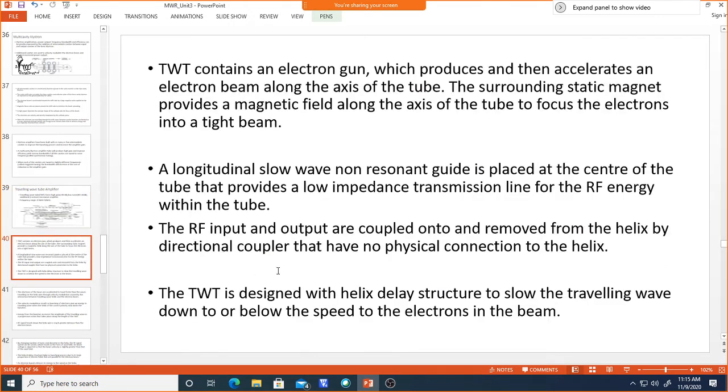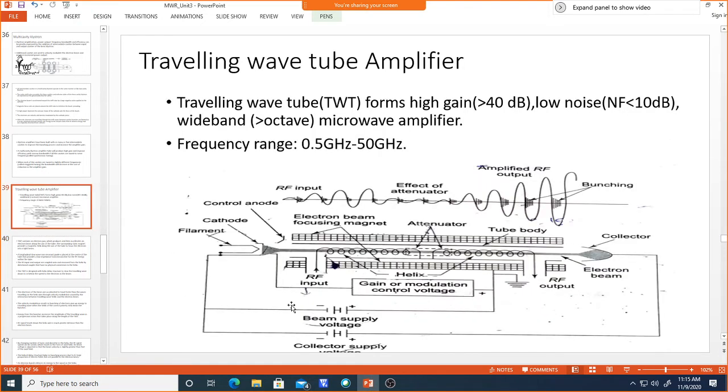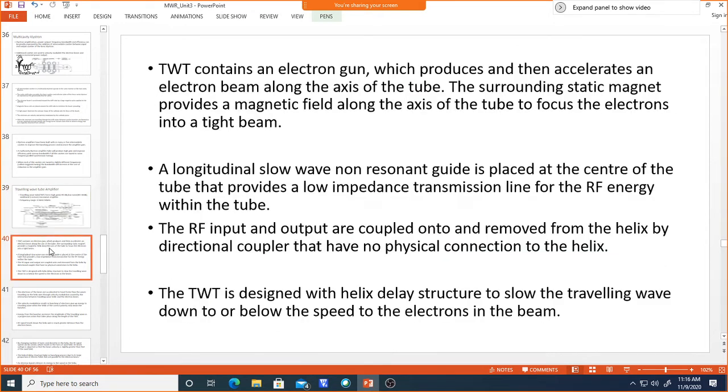Now the RF input and output are coupled onto and removed from the helix by the directional coupler. So there is no direct physical contact between the helix and the RF input and RF output. A coupler is used to give the input as well as to take the RF output. The TWT is designed with a helix delay structure to slow the traveling wave down to or below the speed of the electrons in the beam.